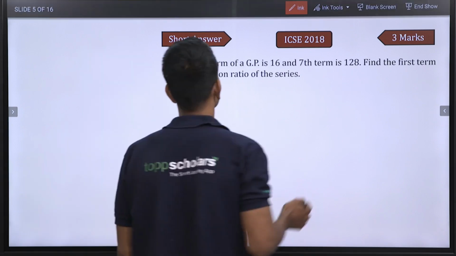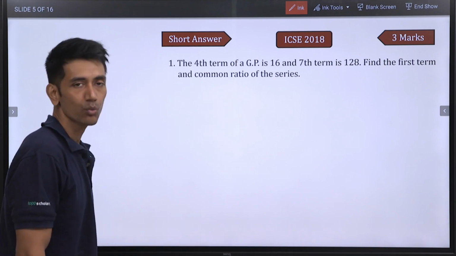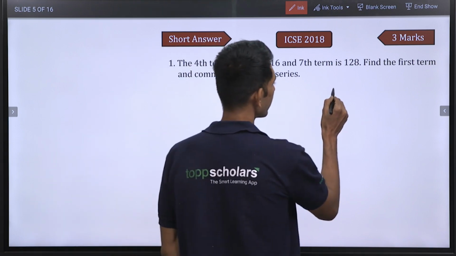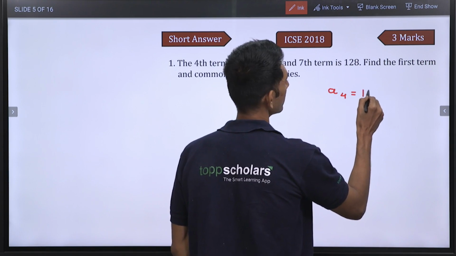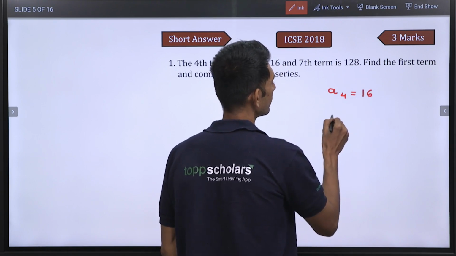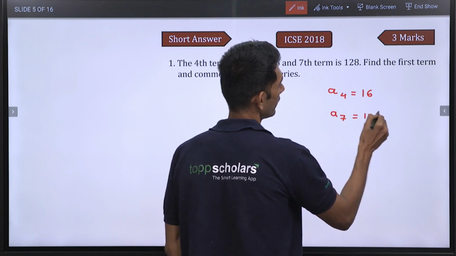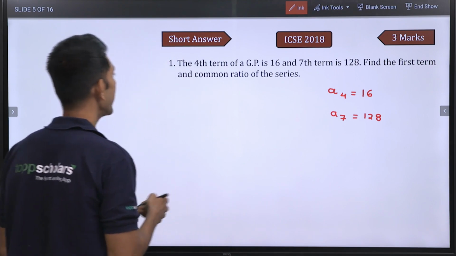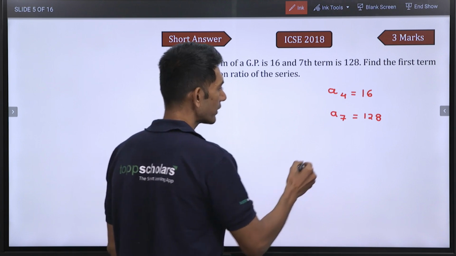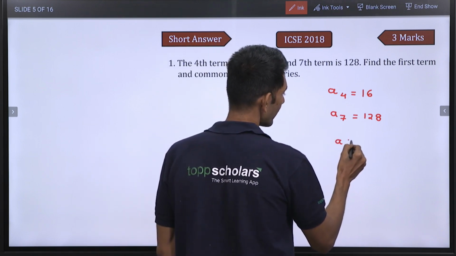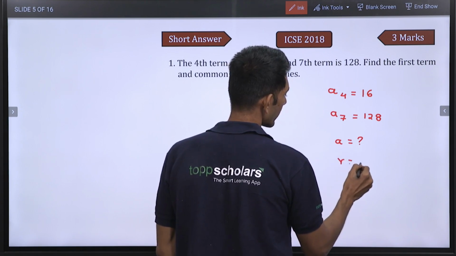The first question says the fourth term of the geometric progression is 16 and the seventh term is 128. So the fourth term, A4, is 16. The seventh term, which is also called A7, is 128. We are supposed to find the first term and the common ratio of the series. The first term is denoted by A. We are also supposed to find the common ratio, that is R.